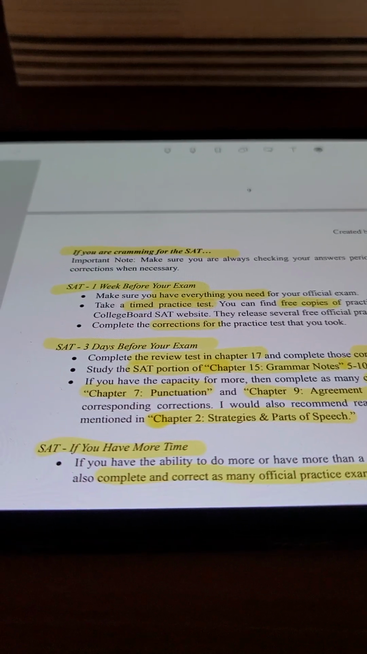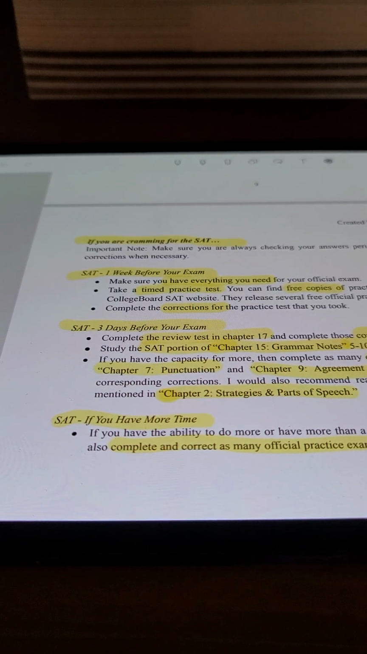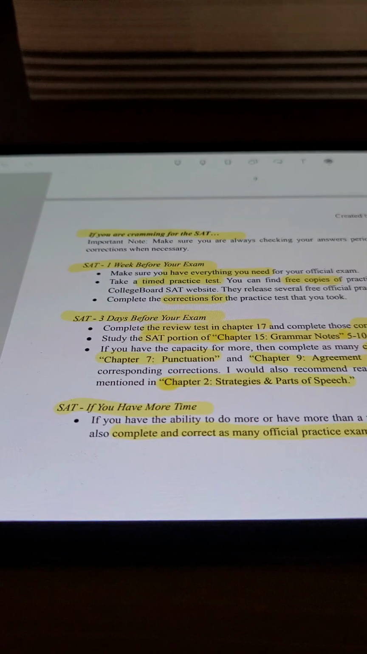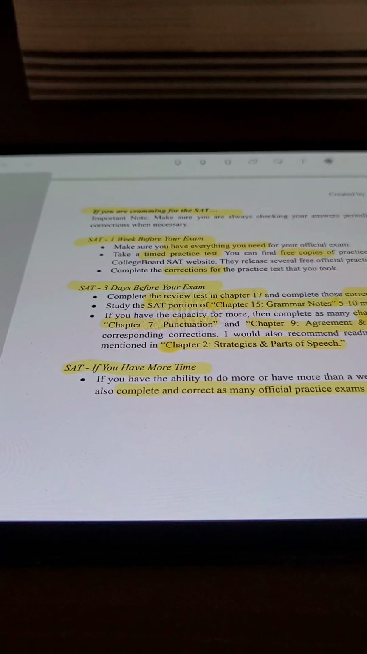For the cramming one, 1 week before your exam, make sure you have everything that you need. It's a little late to request a laptop or anything like that, but make sure you have what you need in terms of technology and all the test day checklist items from the College Board website. I would recommend taking a timed official practice test. You can find free copies on the College Board website. And make sure you also do corrections, because it doesn't matter if you did the practice test if you don't learn from your mistakes. Corrections are always the most important part in the whole test prep process.